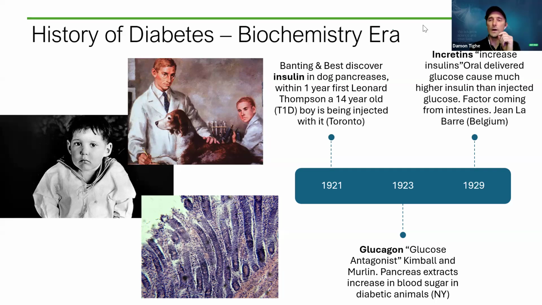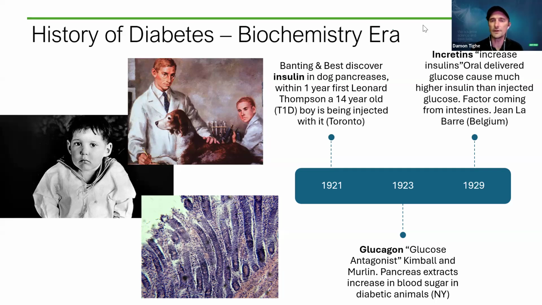And so what came out of that was this idea that there must be something coming from the gut that recognizes available glucose and more or less triggers the production of insulin. And so this ends up being the tip of the iceberg to what will ultimately become drugs like Ozempic. These increased insulins get condensed into the word incretins.